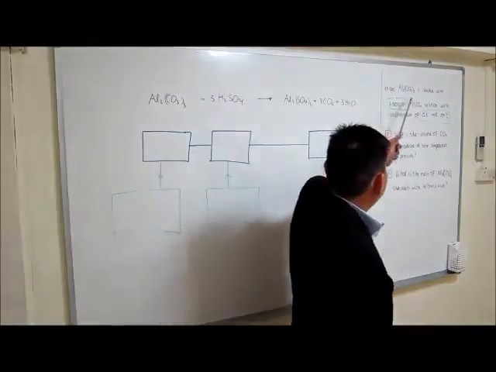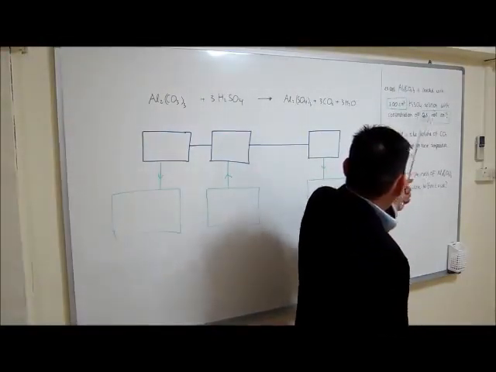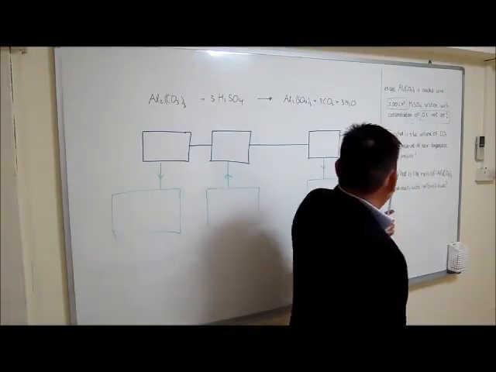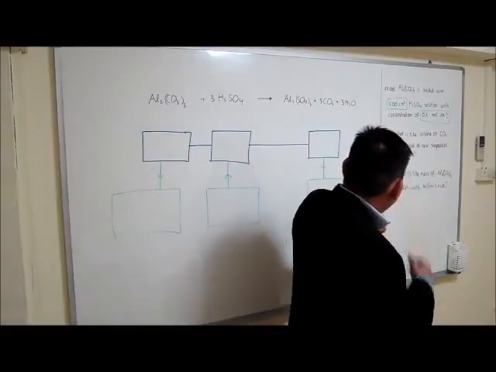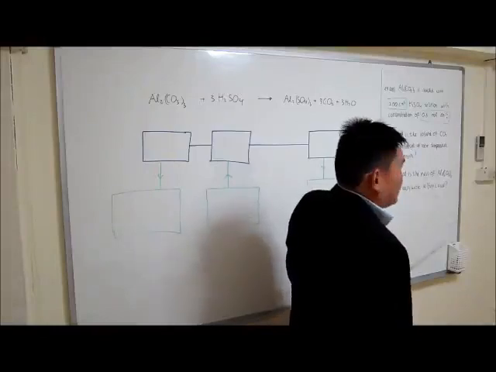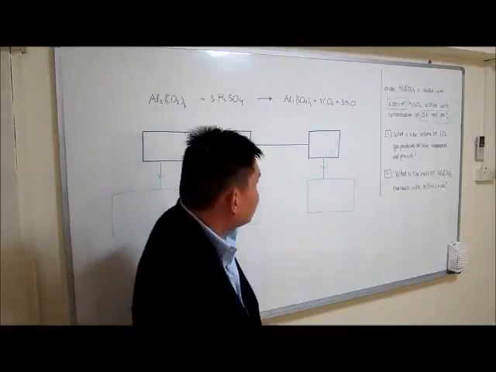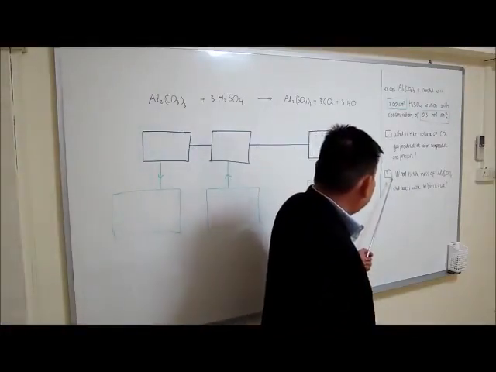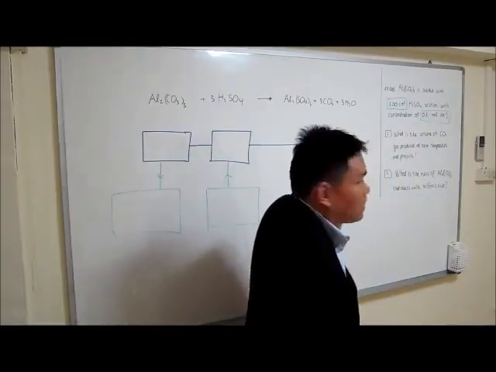Excess aluminum carbonate is reacted with 200 cm³ sulfuric acid solution with concentration of 0.3 mol per dm³. The first question they ask, question number 1, what is the volume of carbon dioxide gas produced at room temperature and pressure? Which is here, one of the products. The second question, question number 2, what is the mass of aluminum carbonate that reacts with sulfuric acid?